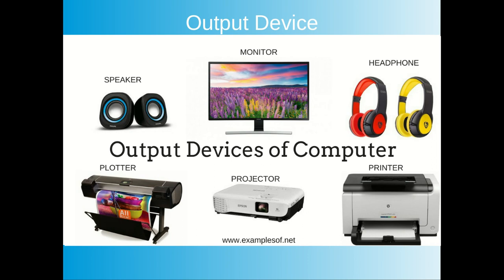Next, the next output device we are going to study is a printer. A printer will convert your digital document into a hard copy on paper. Let's say you have a letter which you have drafted in MS Word. If you want a hard copy of that, you can directly give the command to print, and from the printer you will get a hard copy of your letter.